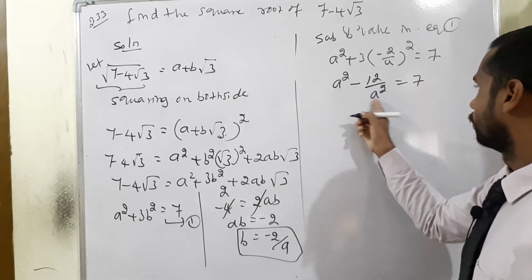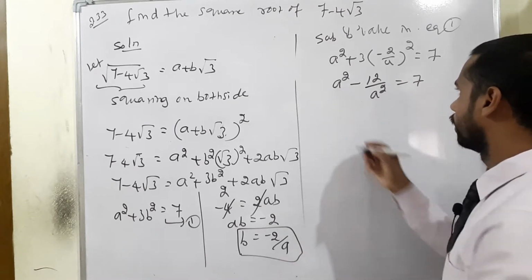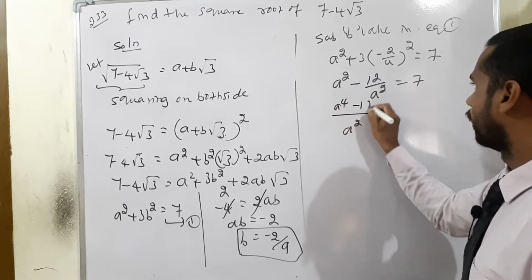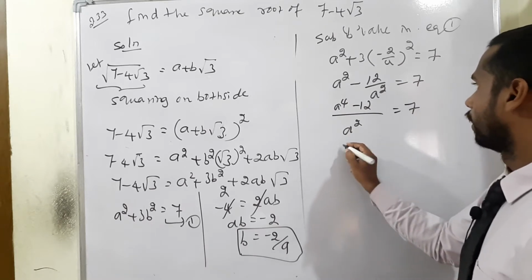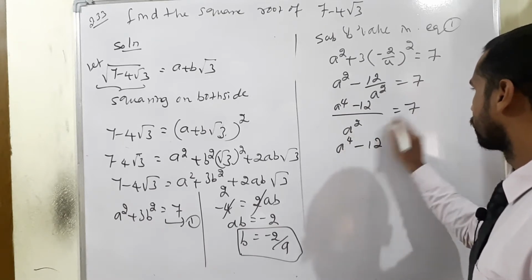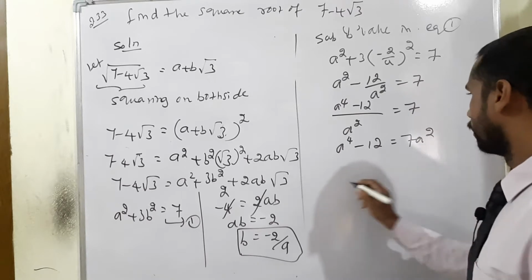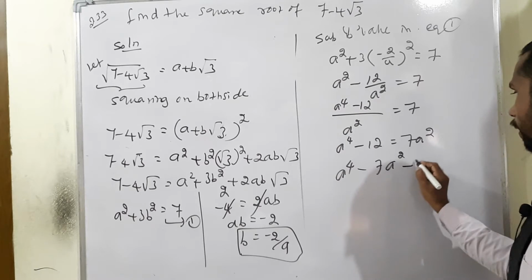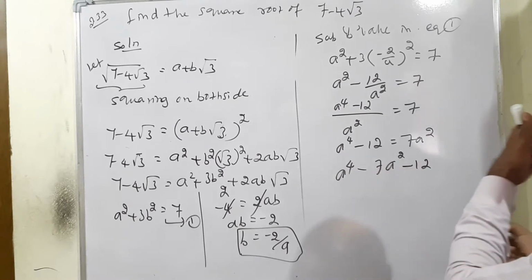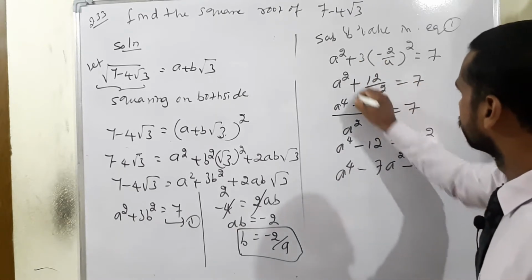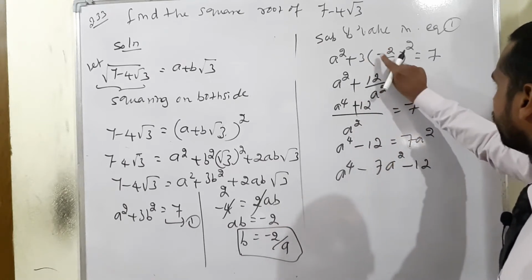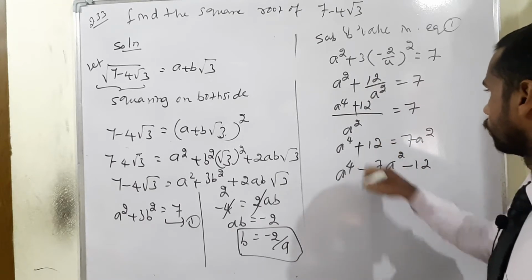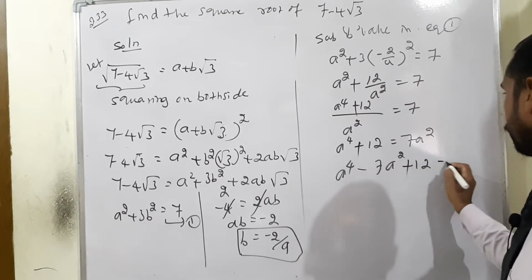Now to simplify, the common denominator is a square. So a square into a square gives a power 4, plus 12 is equal to 7 into a square, that is 7a square. Therefore a power 4 minus 7a square, bringing to the opposite side. Sorry my dear, the 12 is positive: a power 4 minus 7a square plus 12 is equal to 0.